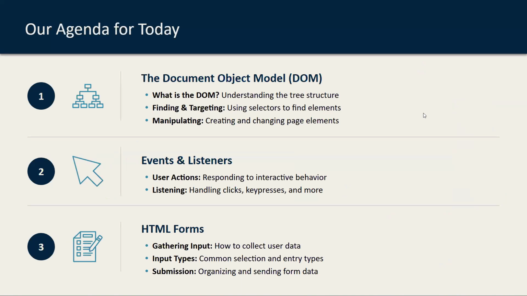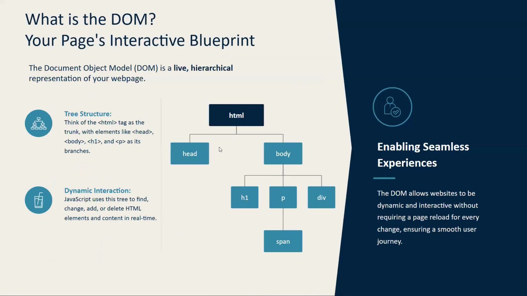We'll just be looking at three main areas. That is the Document Object Model, or DOM, and then we'll talk about events and listeners, which is really about how web pages respond. Finally, we'll take a look at HTML forms, which are one of the main ways that we can collect user input on a page. So the overall goal for today is to build an understanding of how we can make these web pages interactive. Let's start with the DOM.